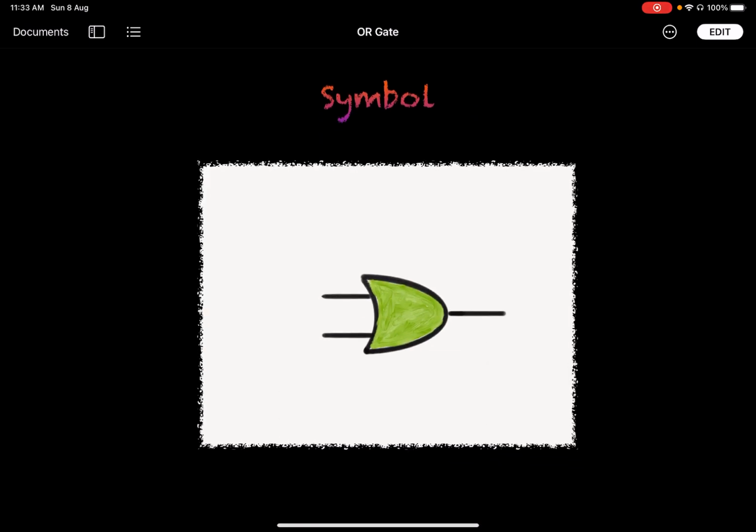This is how we represent an OR gate. This is the symbol for an OR gate in digital electronics. It has two inputs and one output. Now let's go inside this symbol and see what this is actually made up of.